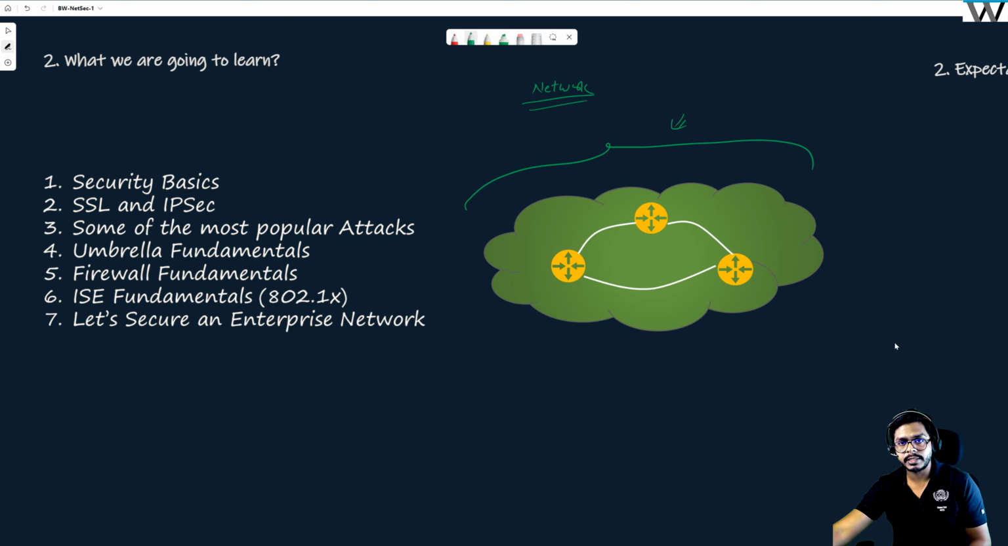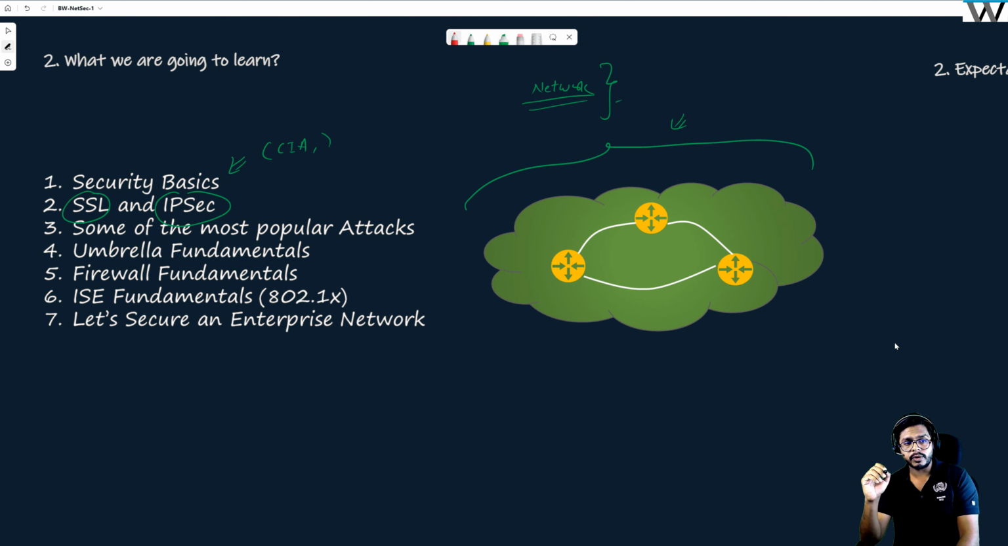Just like we design our layer 3, layer 2 infrastructure in the customer network, we need to understand network security. And that's what we are going to learn here in the upcoming sessions. We are going right into the basics of security, where we talk about confidentiality, integrity, authentication, non-repudiation, everything. Then the major protocols, SSL and IPsec, you all know that we all are using them.